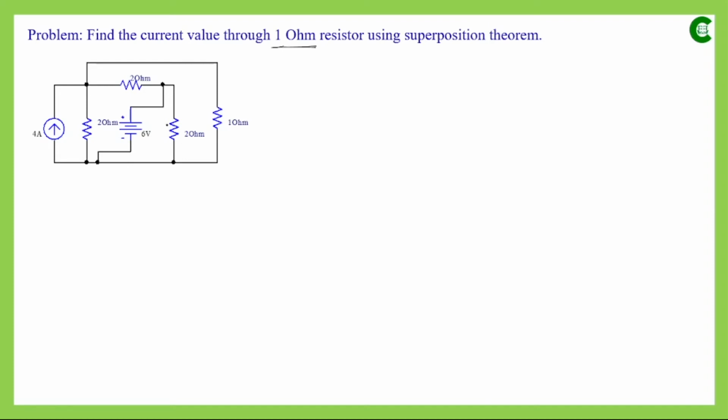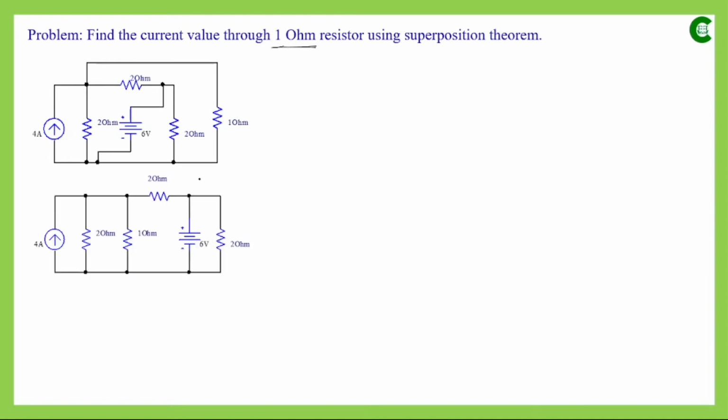And in this electrical network, we have some other resistors with their own values. As we can see, we have two independent energy sources: one current source having value 4 ampere and one voltage source between these 2 points having value 6 volt. And in this circuit, we don't have any dependent source. So how to apply the superposition theorem and find the current value, we'll see step by step.